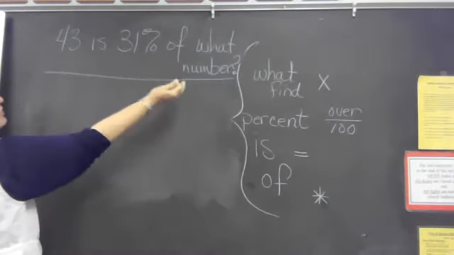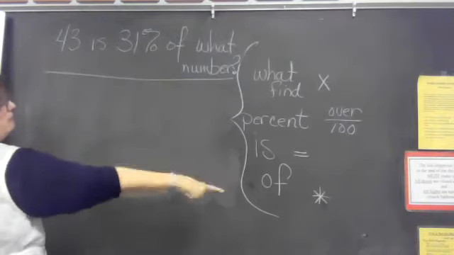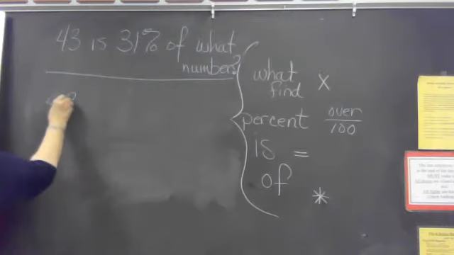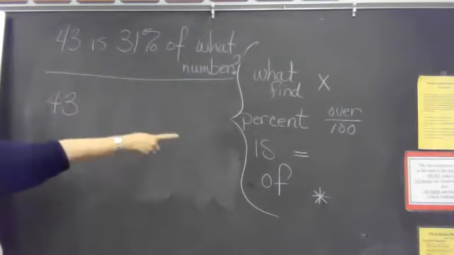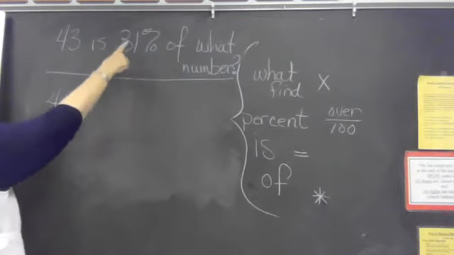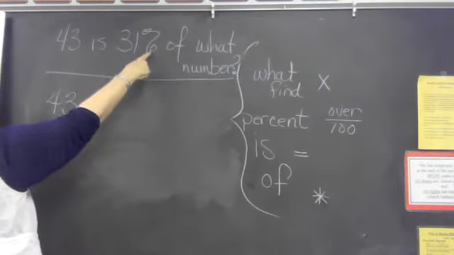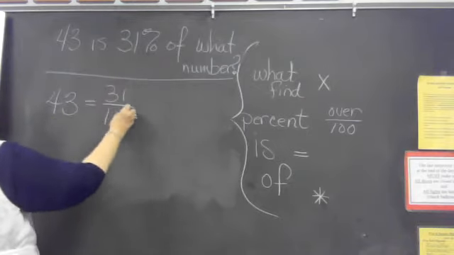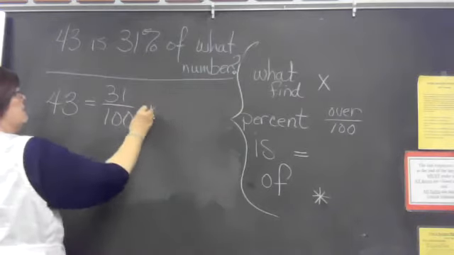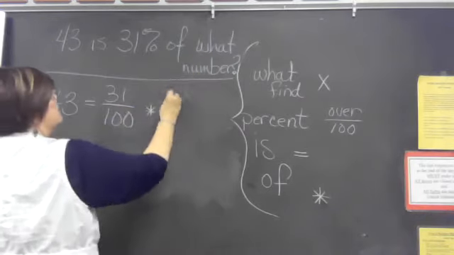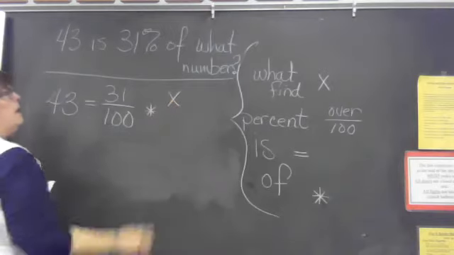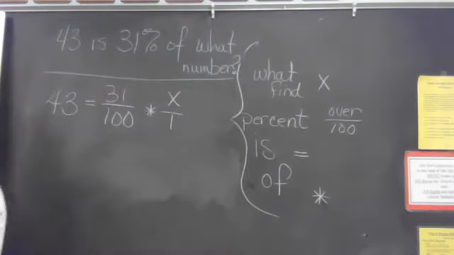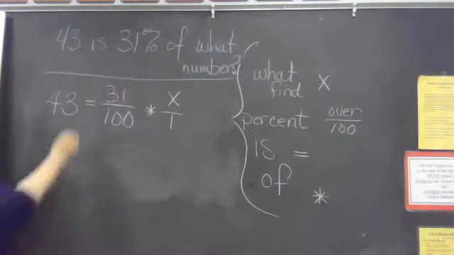So looking at the words, these are not uncommon words. Look at them. So I'm going to write down 43 because it says 43. That looks like math. Is means equals. 31%. Percent is over 100, so 31 over 100 of what number? X, right? And since this is a fraction, I want this to be a fraction. Yes? Okay.